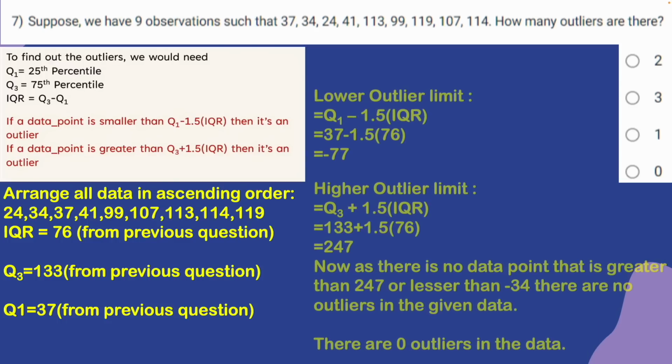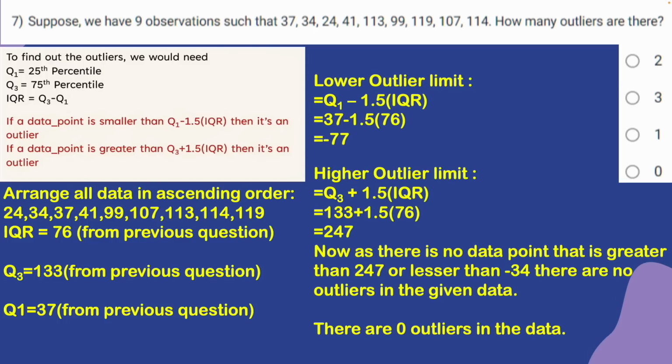Okay, so lower quartile limit will be Q1 minus 1.5 IQR, which is 37 minus 1.5 into 76. So answer will be minus 77, and higher quartile limit will be 247 using the same calculation, where the formula happens to be Q3 plus 1.5 IQR. So now we can see that there is no data point that is greater than 247 or lesser than minus 77. There are no outliers in the given data, so there are 0 outliers in the data. So option number 4 will be correct.